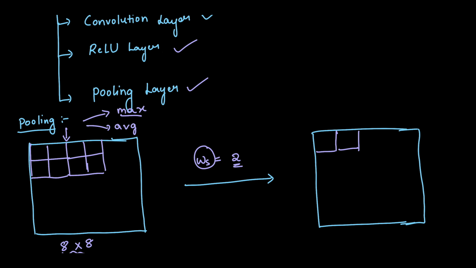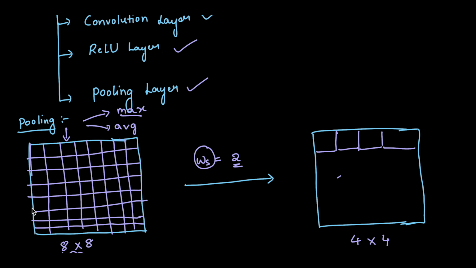Like that, as the input size is 8 cross 8, the output that we'll get will be 4 cross 4, because we have 8 columns and 8 rows, and we can cover the whole 8 cross 8 portion with such 2 cross 2 windows, and the output will be 4 cross 4. I hope this is clear. Basically, it will be like this.